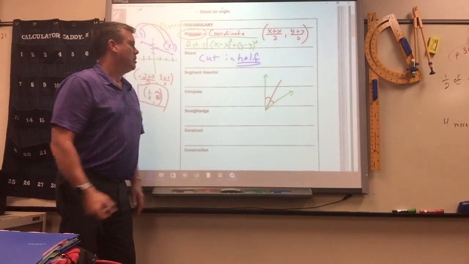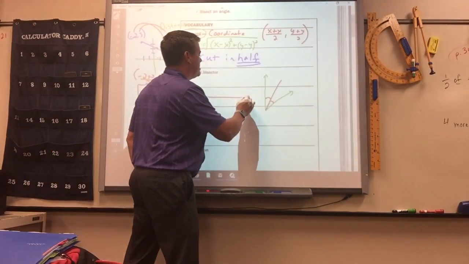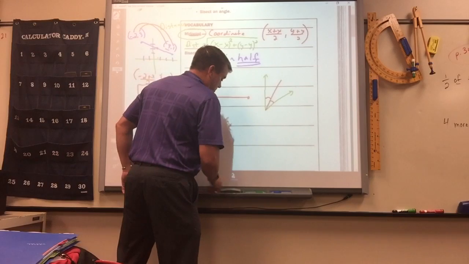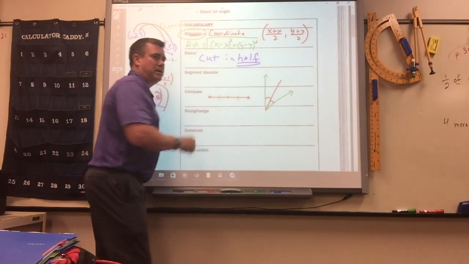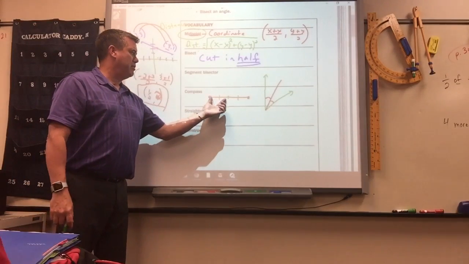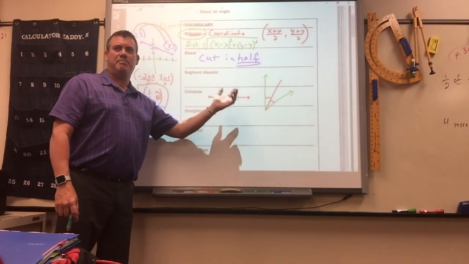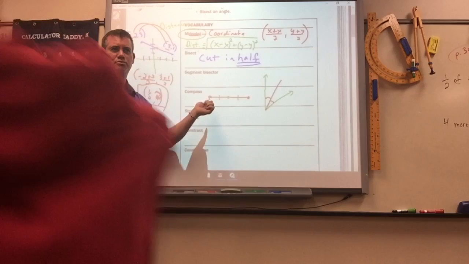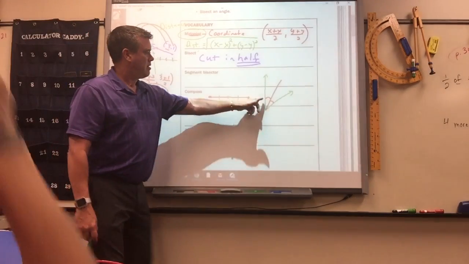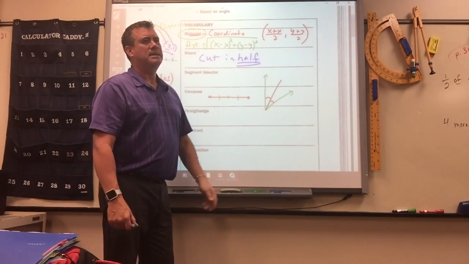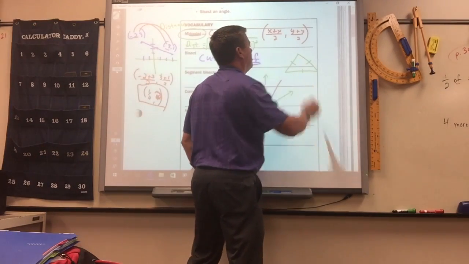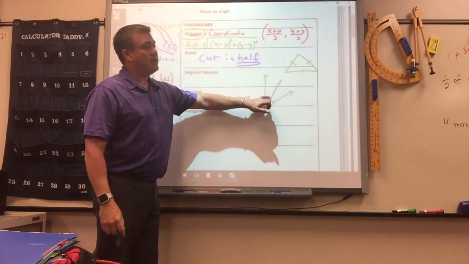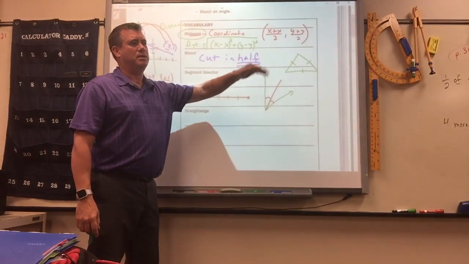If a segment is bisected, they'll show you by putting a mark there and a mark there. Remember, whenever you see one mark and one mark, that means they're equal lengths. And if you see the triangle, then they're equilateral triangles. An equilateral triangle would have a mark on all of them. And in angles, to show that they're equal, they just put a little arc.